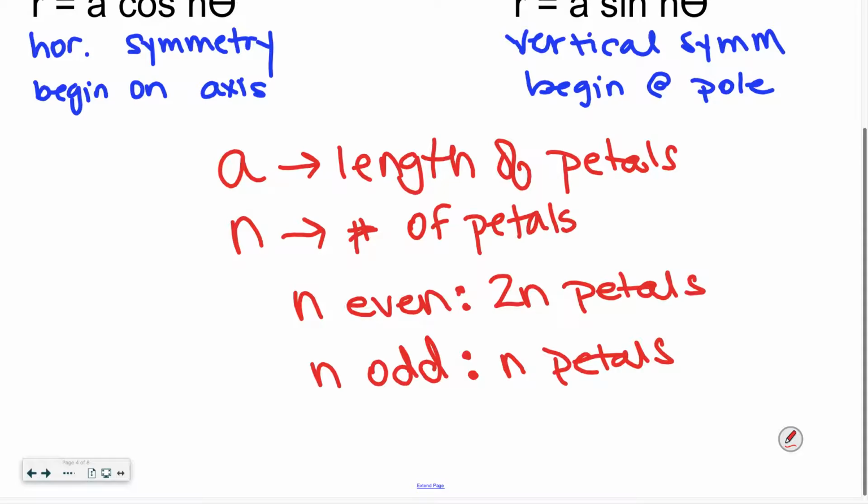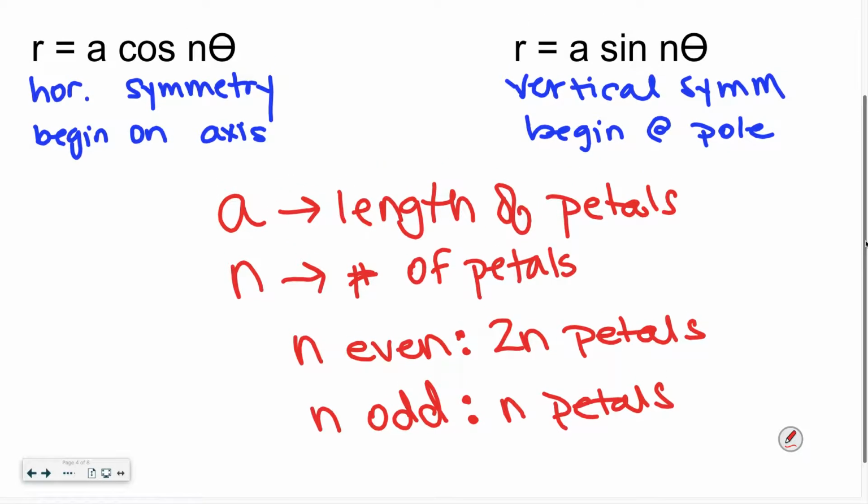Okay? We're going to go through a couple examples because each graph is a little bit different. We have some things to think about. We have the horizontal versus vertical symmetry that will affect our zeros. We also have the number of petals that will affect where they go.